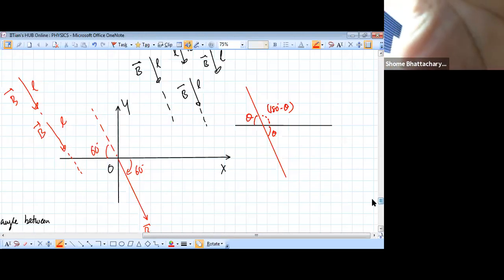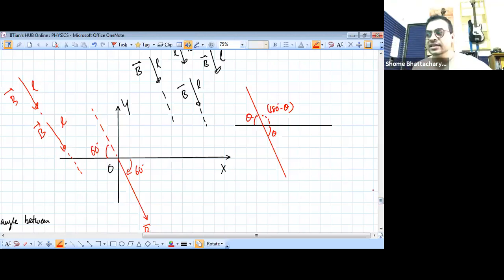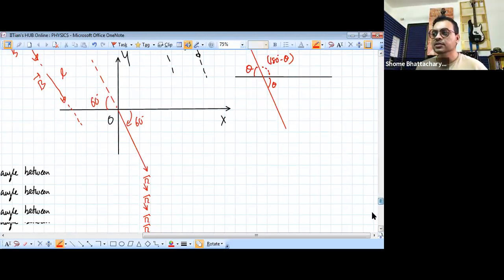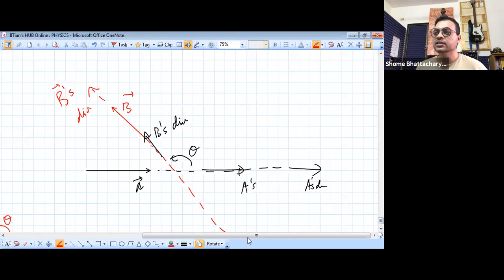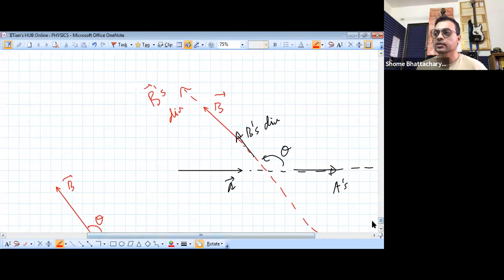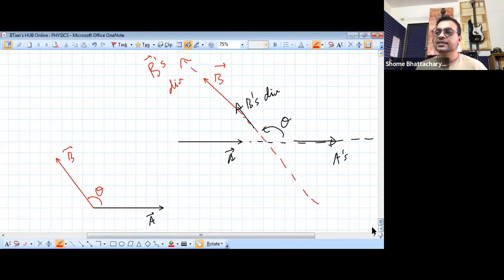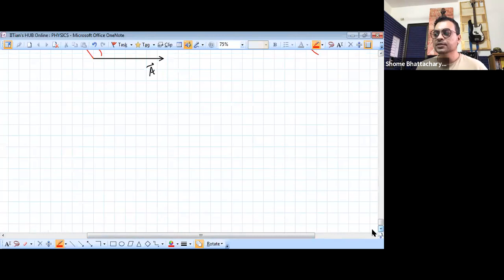Didi, have you understood why it is? It's not compulsory that we draw both vectors from one point. I can understand the angle the other way also, but it becomes easier if I do it this way. For example, in the previous diagram also, I could have found the angle directly, but the chances of making a mistake are a lot more.